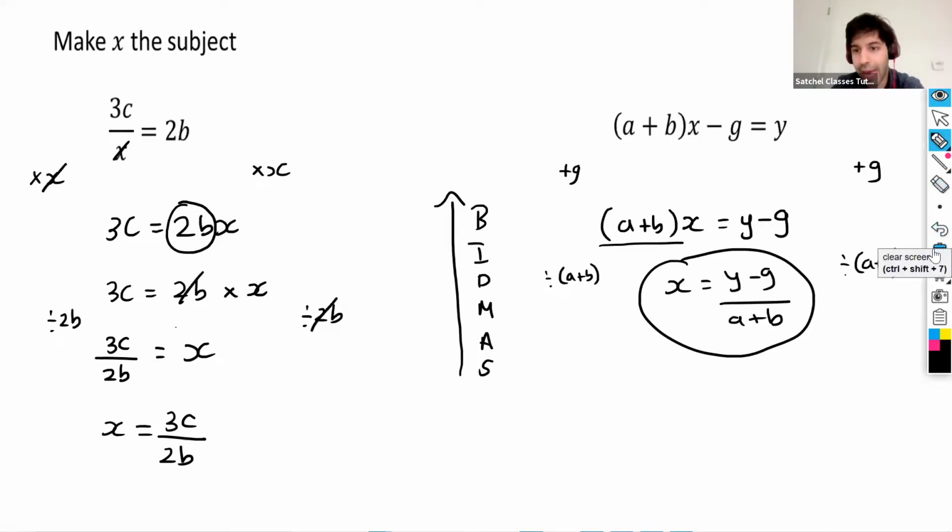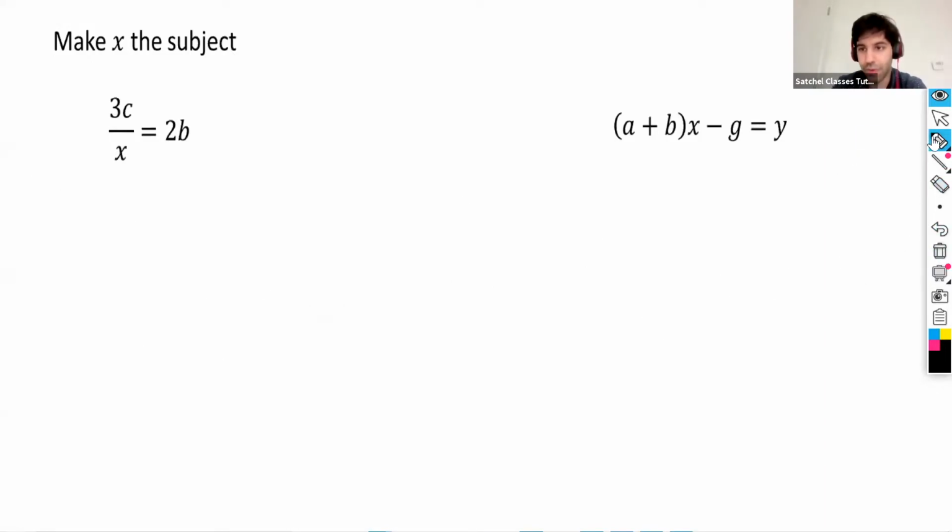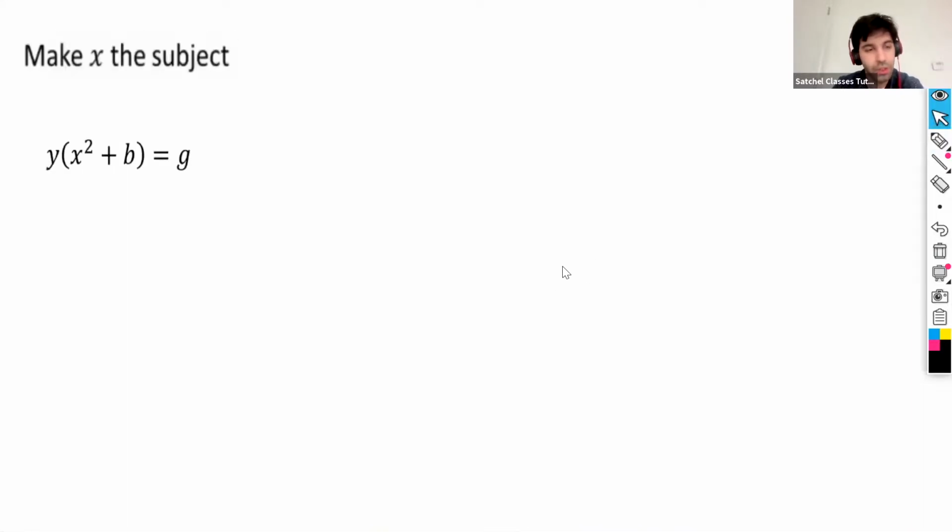All right, and moving on to more difficult examples. So here we have an indice that can make life a bit trickier, but let's start again. This time we want to get rid of this y. We're multiplying x squared plus b by y, so we can get rid of this y first. So what we'll end up with is x squared plus b is equal to g over y, because we have to divide both sides by y.